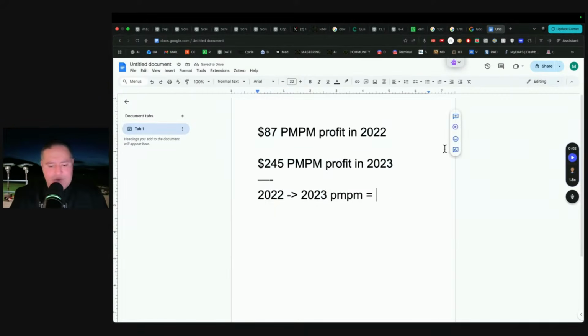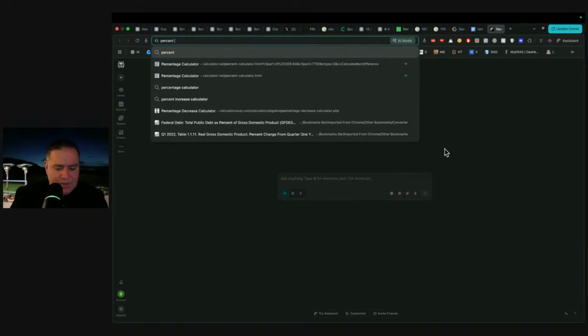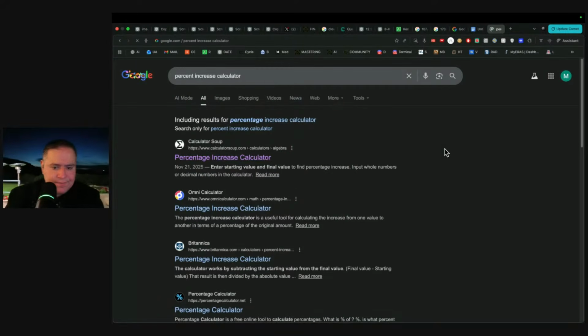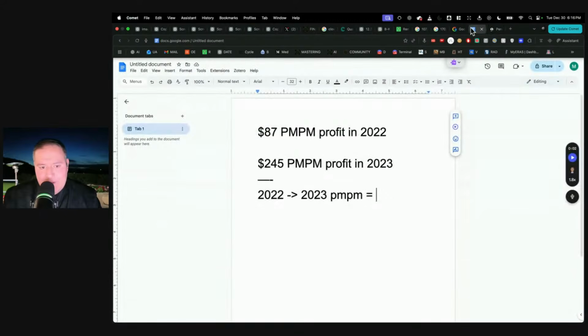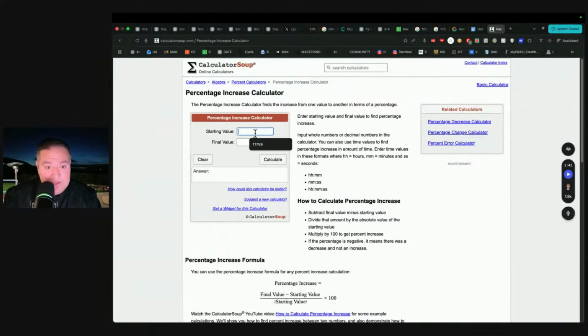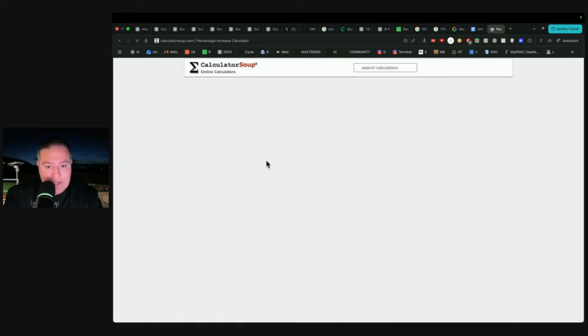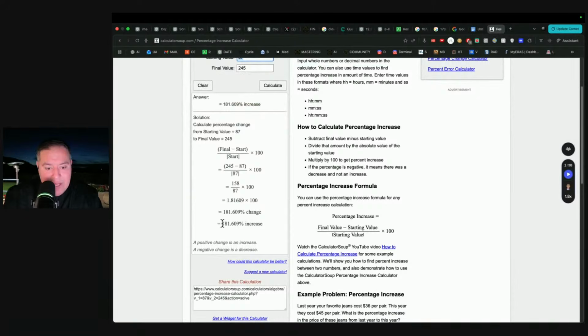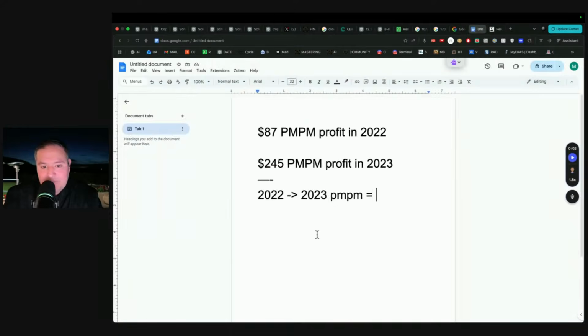We could just use a percent increase calculator. We'll type in 87 as the starting value and 245 here, and then we'll calculate. So that improved by 886% increase. Well, that's not the same size. There, 87% increase in per member per month profit.